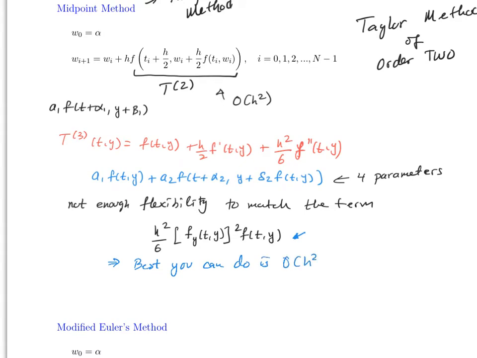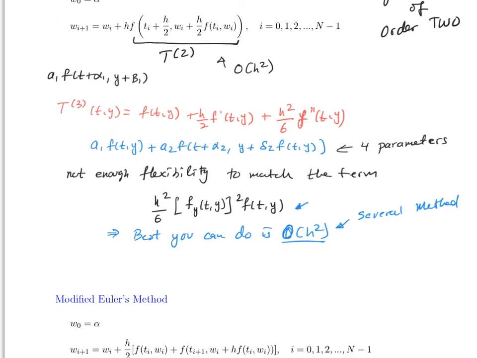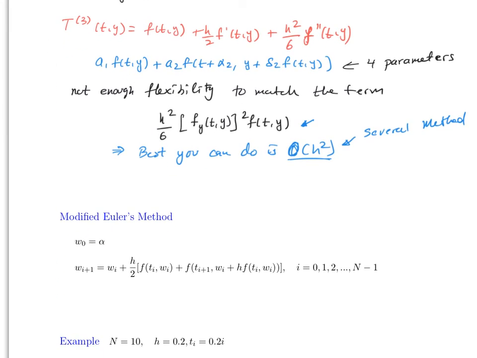is O(h squared). However, that gives us a kind of flexibility, which means you can come up with several methods that have order of h squared. I mean, there are several methods you can derive, so you will have several methods that will have O(h squared). One such method is called the modified Euler's method.